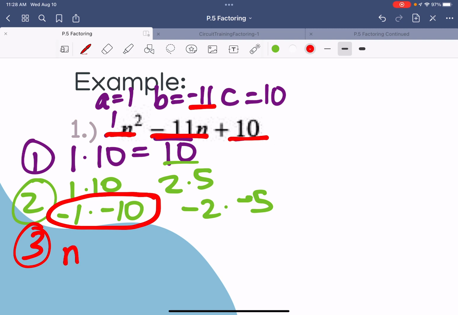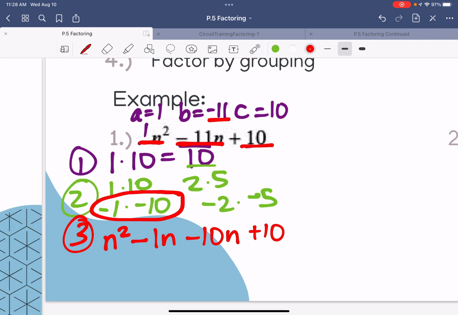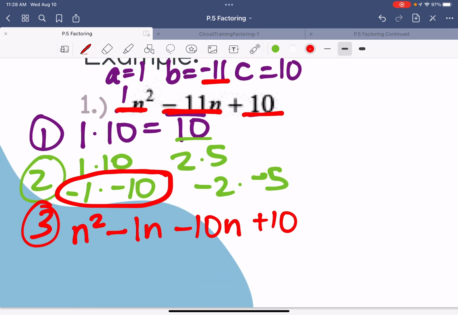So I'm going to say n squared, and I use my 2 magic numbers, so the negative 1 and the negative 10. So minus 1n minus 10n, and I used a minus because they were negatives that I chose, and then plus 10. So again, the n squared is still there, the plus 10 is still there, but that negative 11n is now rewritten as 2 terms, so minus 1n minus 10n. If you add them together, you get back to the negative 11. Nothing changes. But the whole point of that is now I can just do factor by grouping.